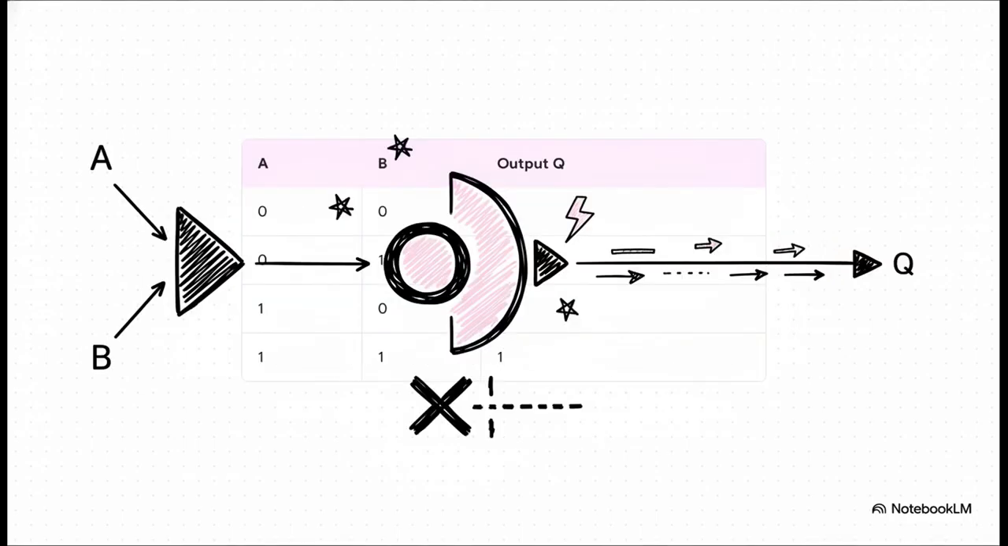And yeah, the truth table for the OR gate shows this perfectly. The output is a 1 if A is 1, or if B is 1, or if they're both 1. Look at all those 1s. The only possible way to get a 0, to get an off signal, is if both A and B are 0, cutting off the power completely.